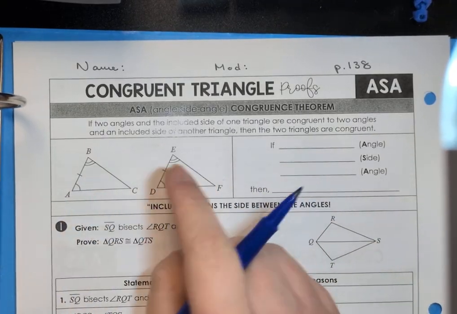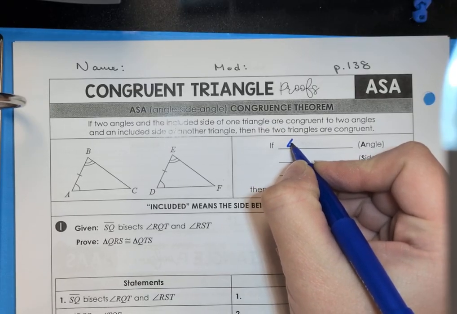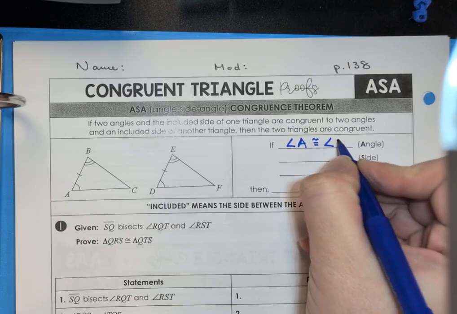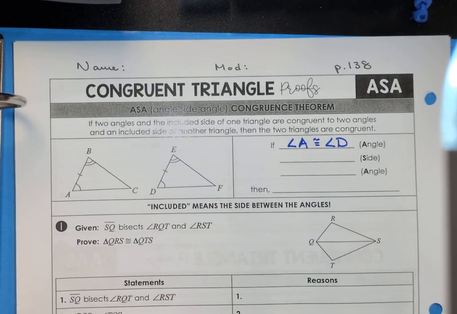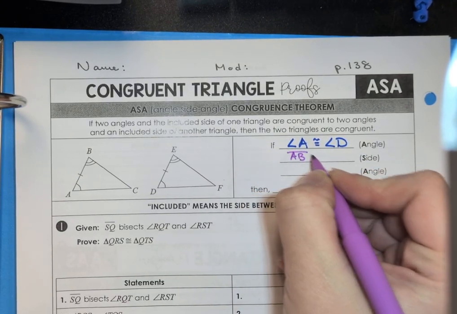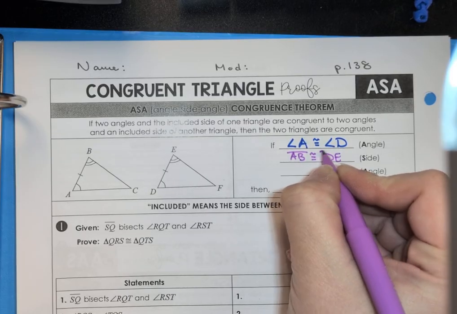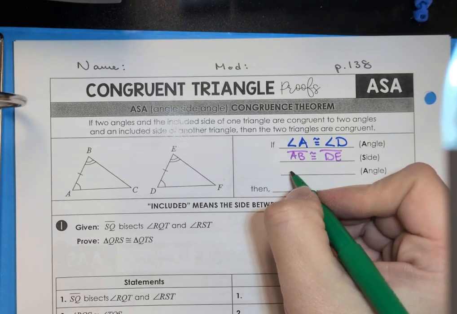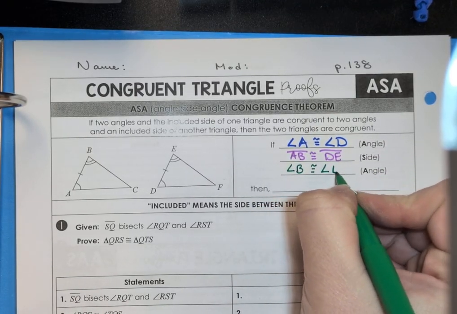So what is the first pair of congruent angles in this? Angle A and angle D. Angle A is congruent to angle D, okay. What's the congruent side? AB and DE. AB and what? DE. Good. And then what? Angle B, angle E. Angle B is congruent to angle E.